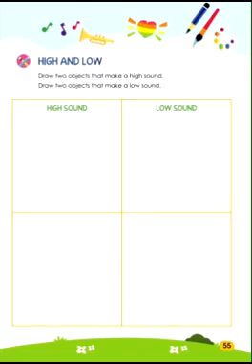Welcome, my dear students. Today we have lesson 2 in chapter 1, high and low. Draw two objects that make a high sound. What objects can make a high sound? Yes, like bell and drum. Okay, draw two objects that make a low sound. Like what? Yes, like flute and the sound of steps.